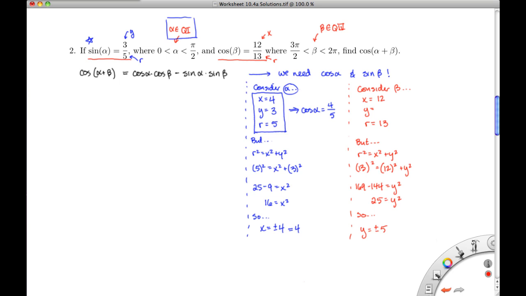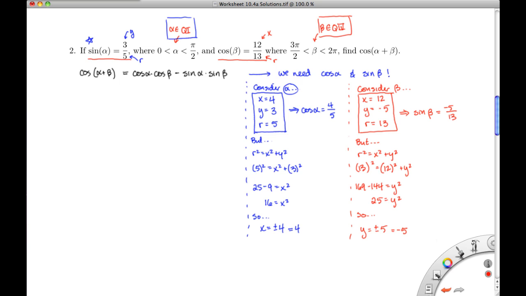Well, which one is it? Well, beta is in the 4th quadrant. So in the 4th quadrant, we know that our x's are positive and our y's are negative. So since it's 4th quadrant, it's going to be negative 5. So we can go ahead and put minus 5 in for y. So with these 3 pieces of information, now we can find the sine of beta. Sine of beta is going to be y divided by r, which is 13.